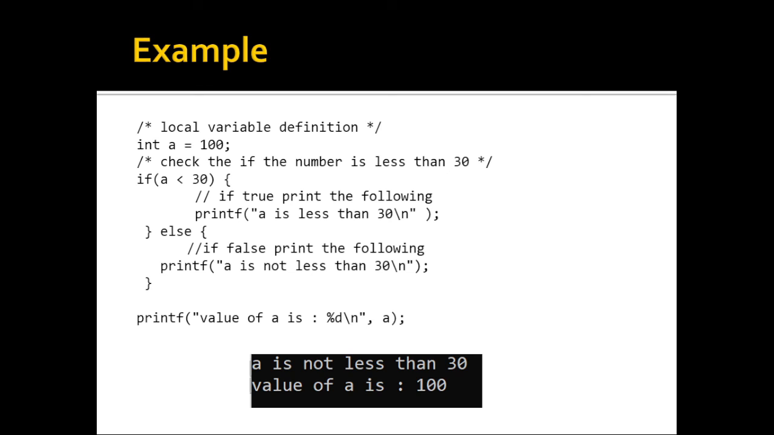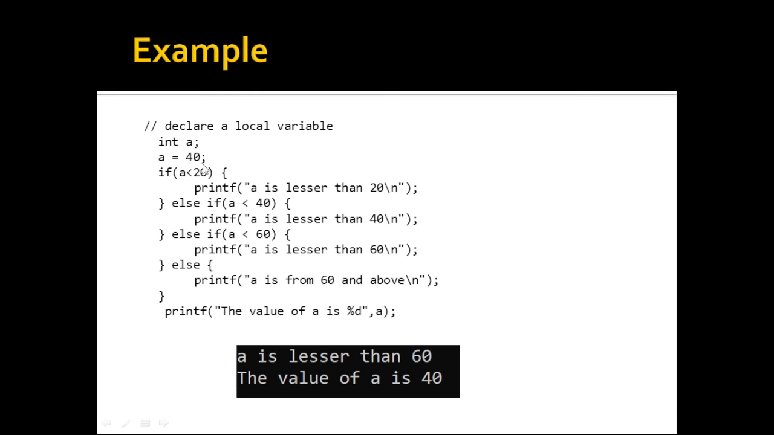So we have here an example. We declared a local variable a equal to 40. Is a lesser than 20? 40 is not lesser than 20, so it will not do this. Then it will proceed to this one. Is a lesser than 40? Of course, it is not lesser than 40, so it will go to the next one. Is a lesser than 60? Yes, so true. It will print a is lesser than 60. After that, it will go to the statement below the if block. So this will be the output: a is lesser than 60, and then on the next line, the value of a is 40.